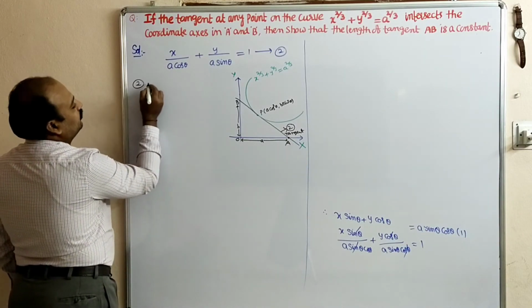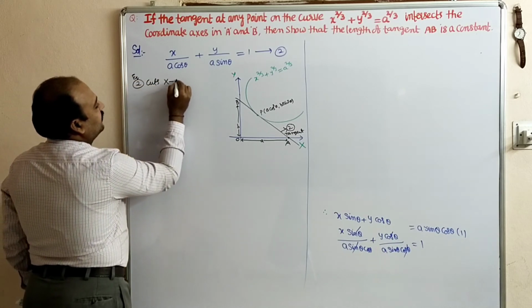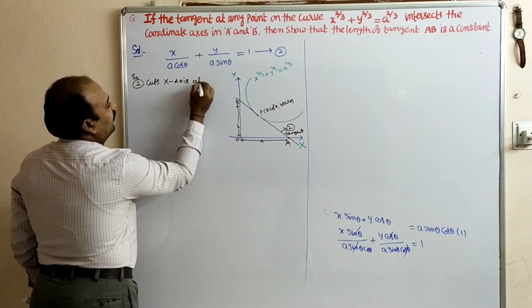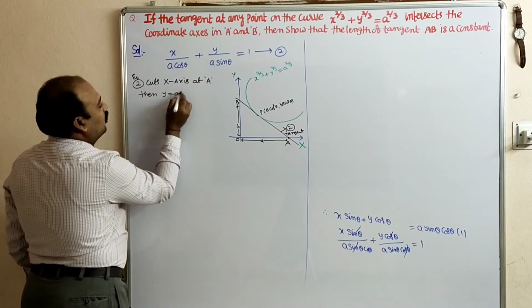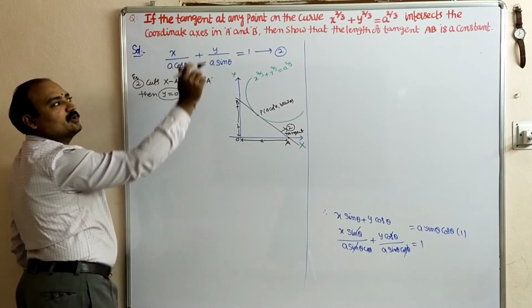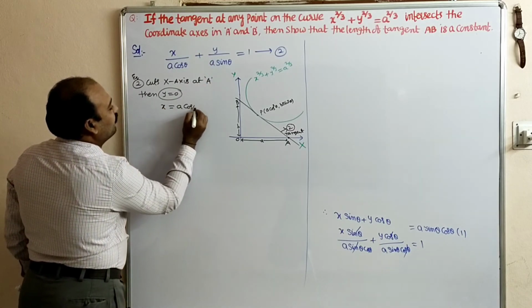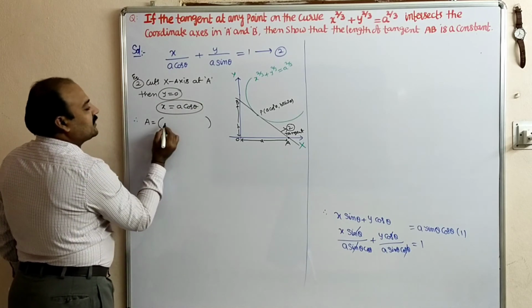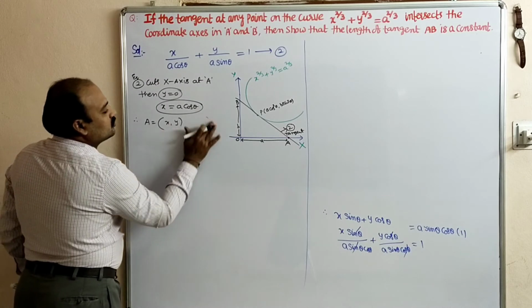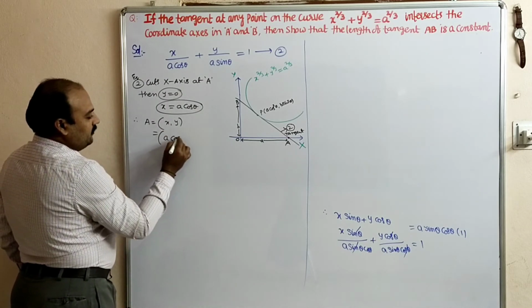Equation 2 cuts the x-axis at A, then y equal to 0. Substitute y equal to 0 in this equation 2, so you will get x is equal to a cos theta. Therefore the coordinates of A, x comma y, are a cos theta comma 0.